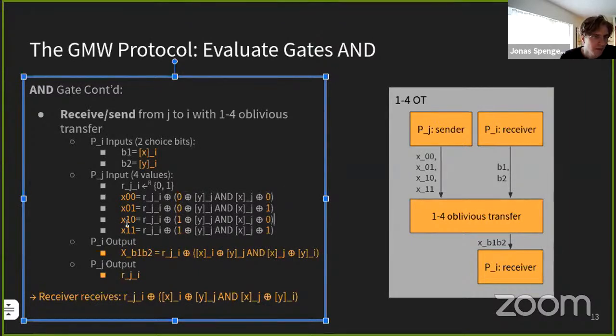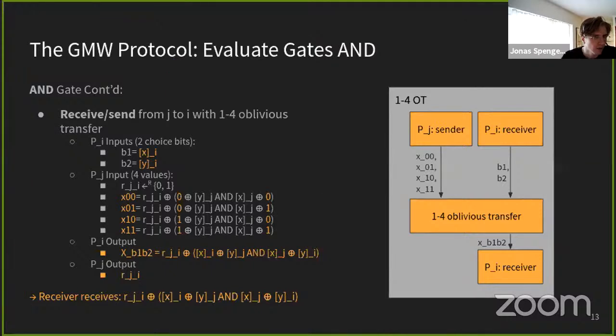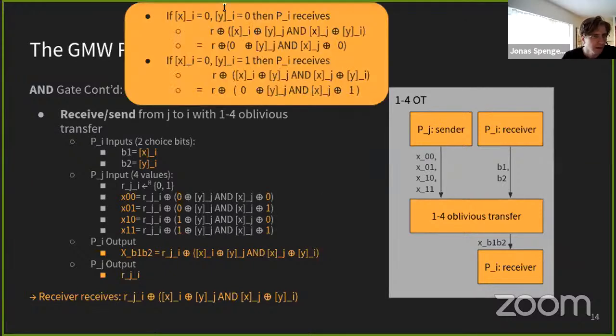And if the receiver wants to receive this value, the receiver has 1 as xi and 0 as yi. So that's how we send the correct data to the receiver. Well, we can think of the security of this. So why is this now secure?